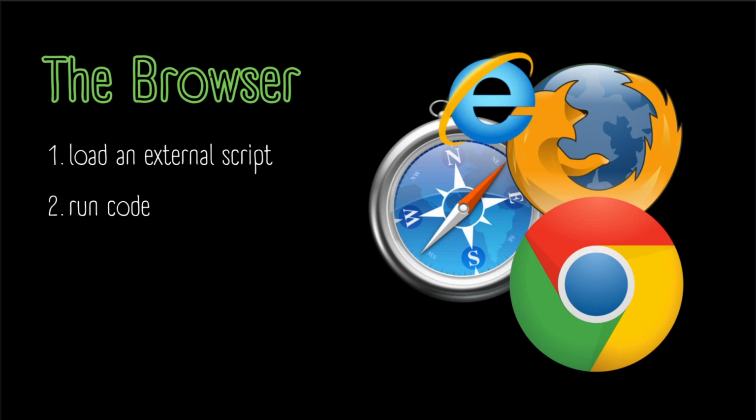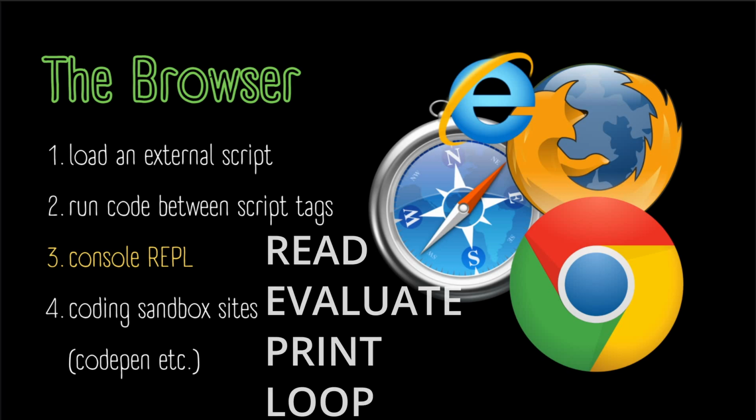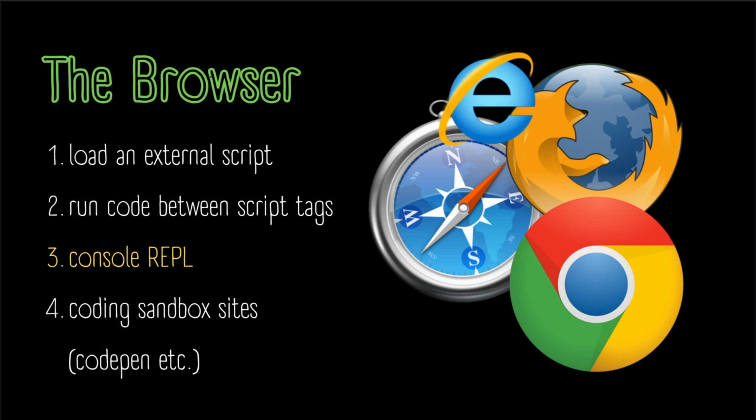If you want to run JavaScript this way, you can load a JavaScript file using a script tag, put JavaScript code between script tags in an HTML document, or you can open up the console by hitting the F12 key or right-clicking the page and selecting Inspect and switching to Console. The console is a REPL terminal. REPL stands for Read, Evaluate, Print, Loop. You can also open up an online coding sandbox site like codepen.io.